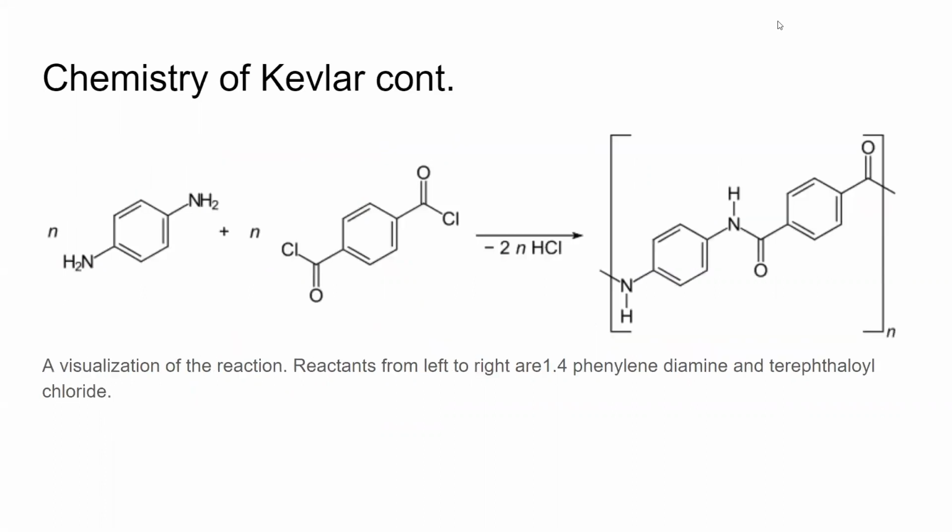To give a better visualization of the reaction, here is a picture of it. On the left side, you can see the reactants from left to right that are 1,4-phenylene diamine and terephthaloyl chloride. On the right, you can see the polymer that is Kevlar. And in the middle, you can see that there is a byproduct of hydrochloric acid that is produced during this reaction.